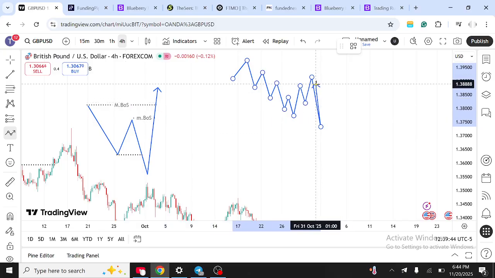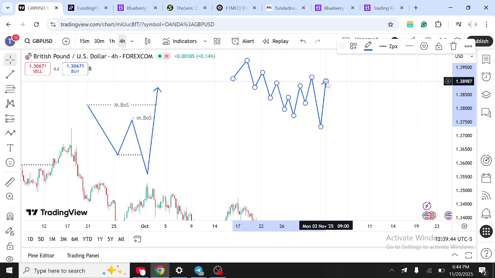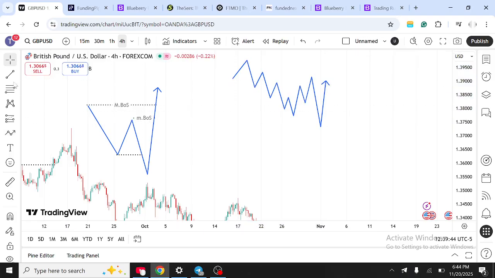We are looking for entry at the last high, or the recent high, that caused this break of structure, and this is the high here. So the order block that caused this break of structure is where our entry will be. Our entry will be here. So we have this liquidity sweep here.